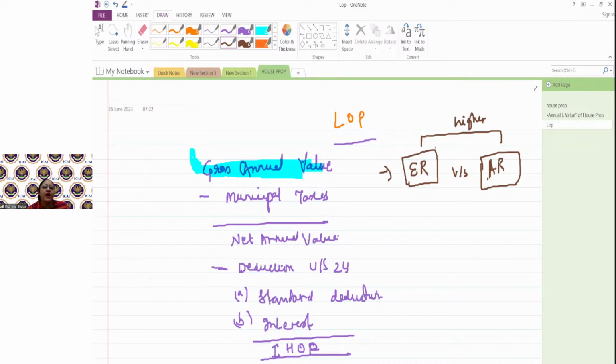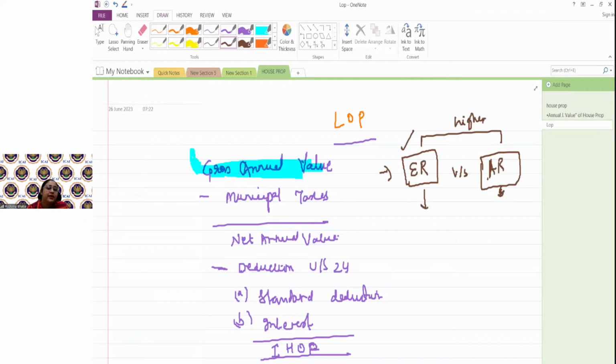The department thinks, why would someone offer a property at a lower value? In that case, they think that something is fishy. That is why expected rent is taxed. Okay, so actual rent, you know, is the rent you are receiving for the year.